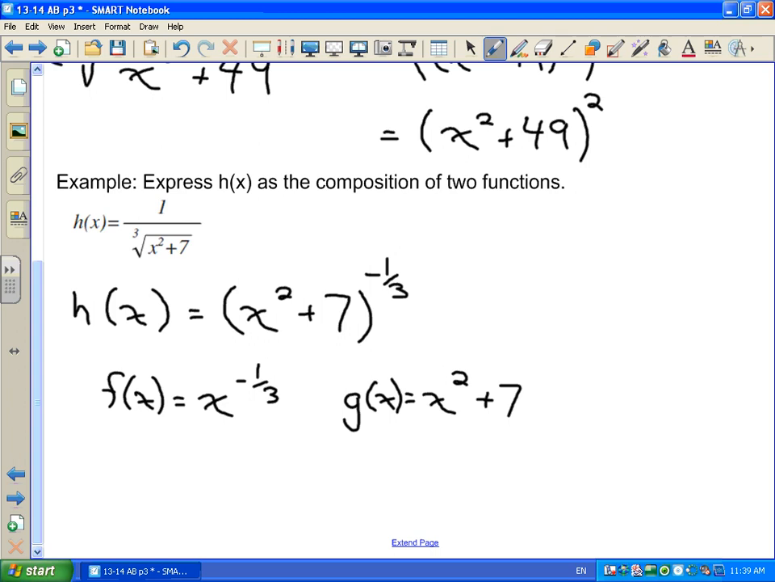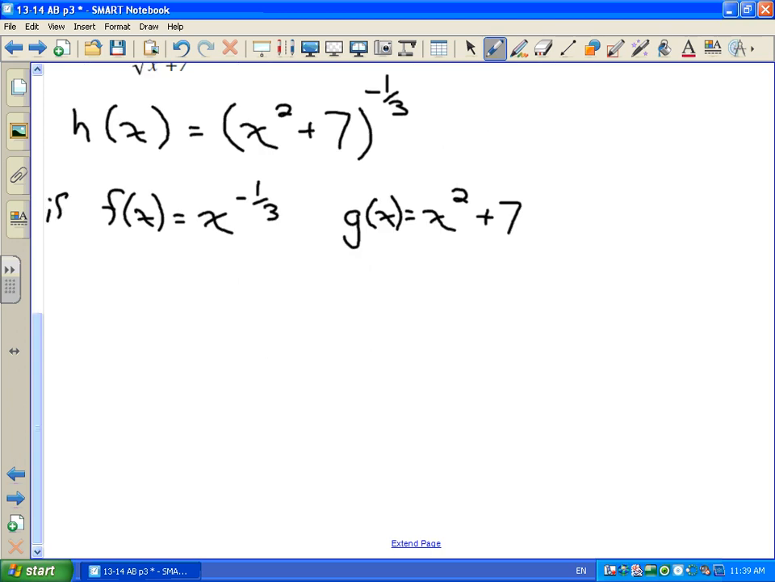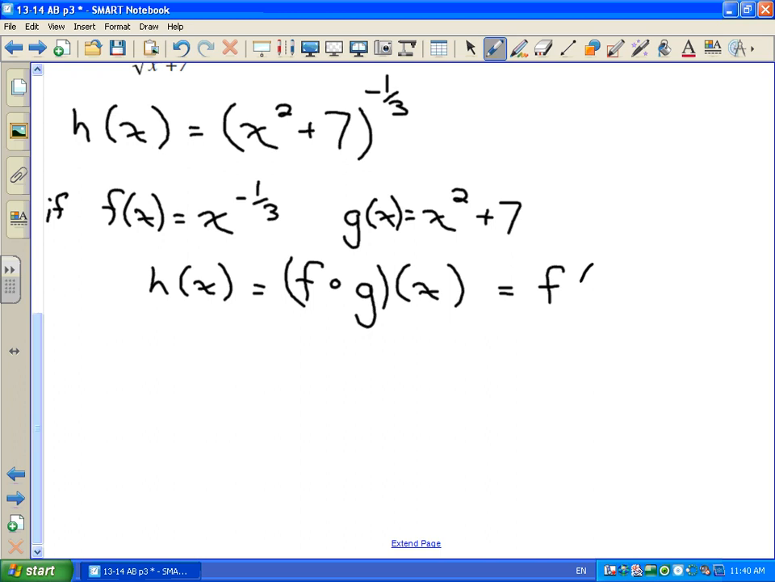Okay. So, I'll just say if f at x equals x to the negative 1/3 and g at x equals x squared plus 7, then h at x is, now, is it the composition of f and g, or is it the composition of g and f? Which way does it go? Or f at g at x, because we're putting g at x in here where f is, and so on and so on. Okay? So that's really what we want to be able to do in this unit.